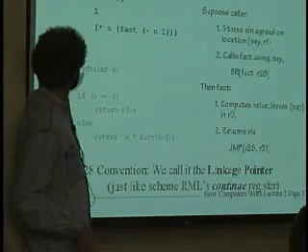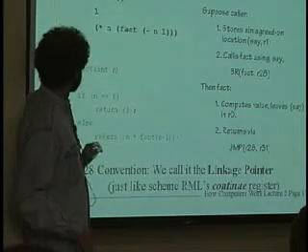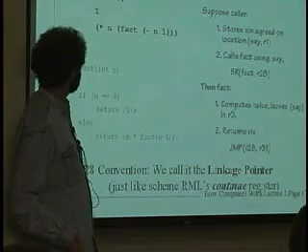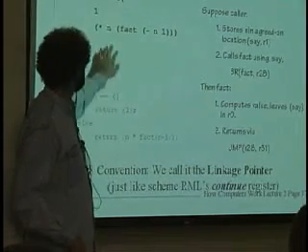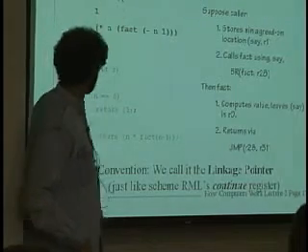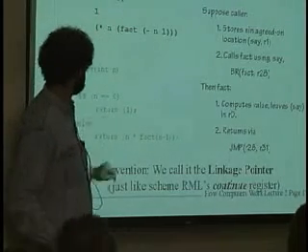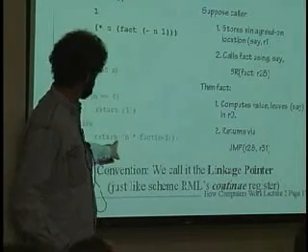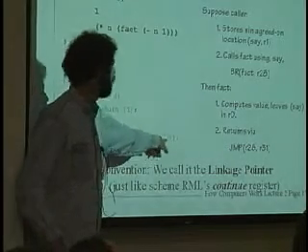Curly braces as opposed to the parentheses in Scheme. If n is equal to 0, so here again, it's infix as opposed to the prefix that you see in Scheme. Anyway, check if n is equal to 0. If so, return 1. Otherwise, you return n times fact of n minus 1.